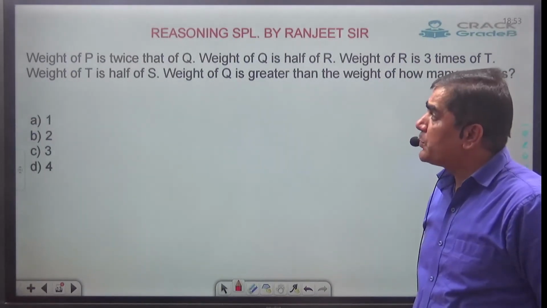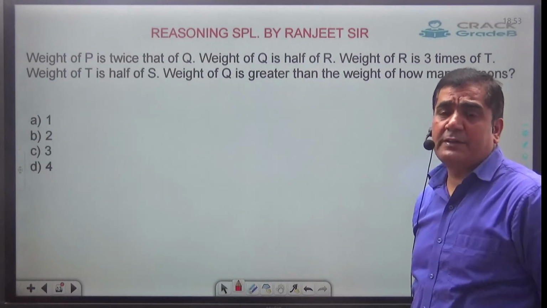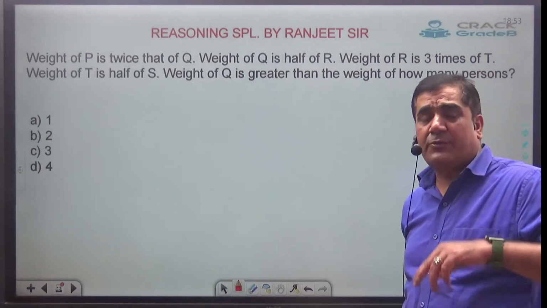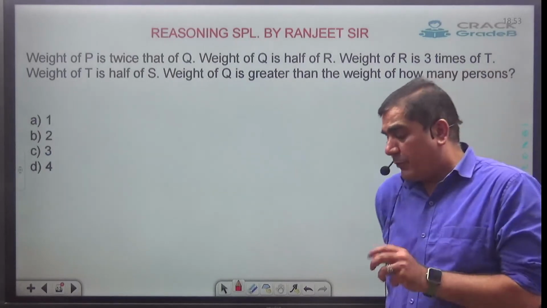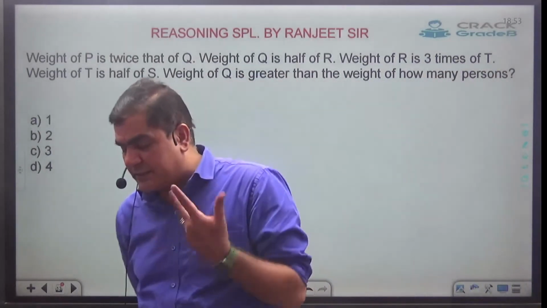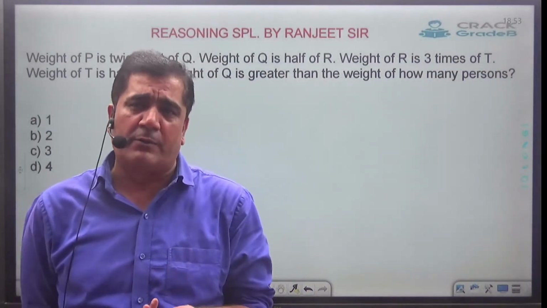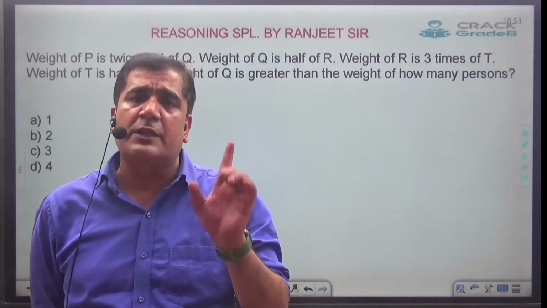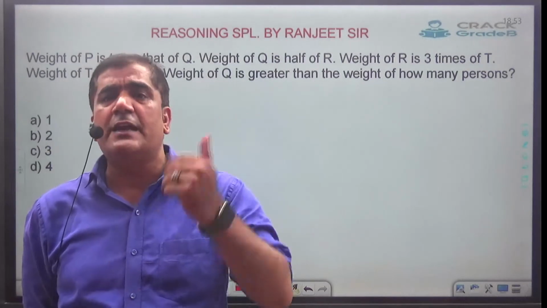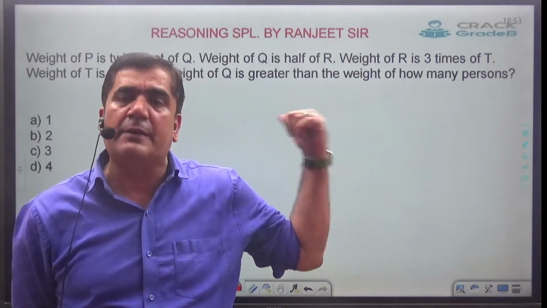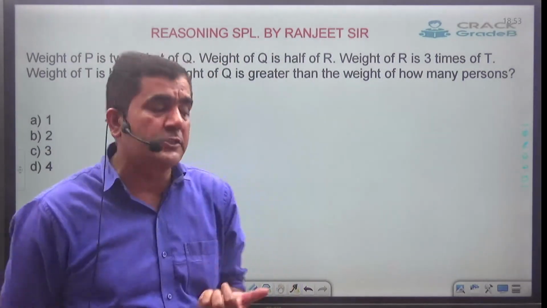Weight of P is twice that of Q. Now again they have given the difference, 2 times, half, 1 by 3rd time. So again you have to go by the assumption method. Whenever difference is given in terms of addition, subtraction, multiply, division, whatever form, then you should go for the assumption method. If this difference is not given, and they have simply given A is elder to B, then you should go by the earlier method, that is the vertical arrangement method.